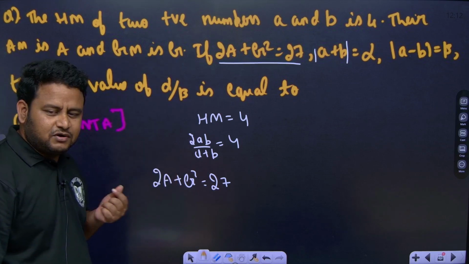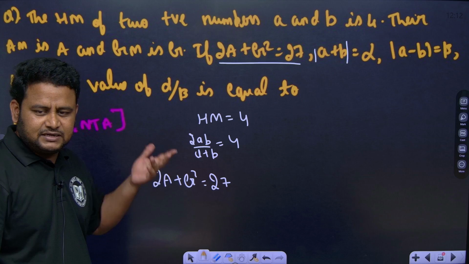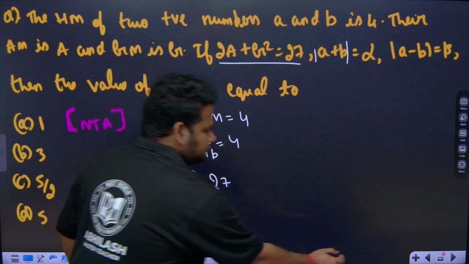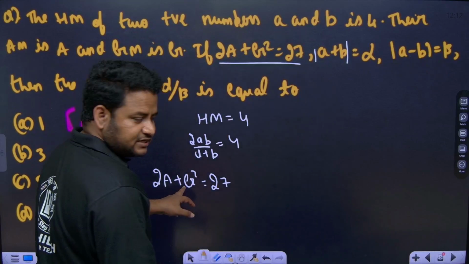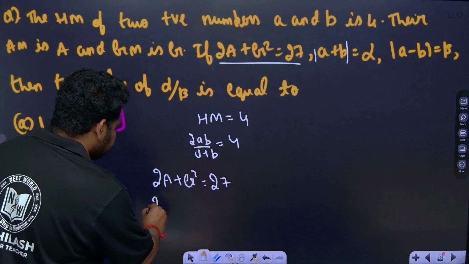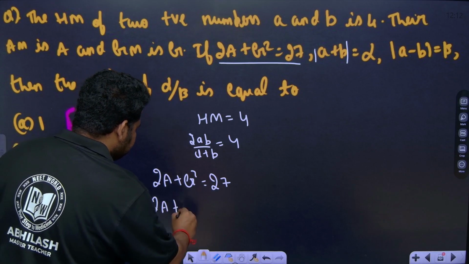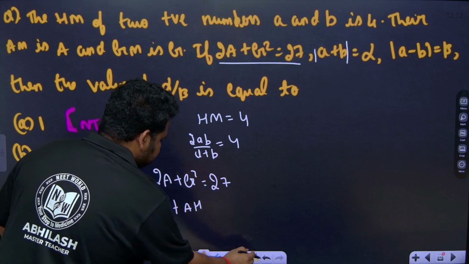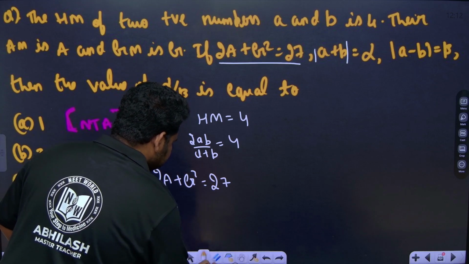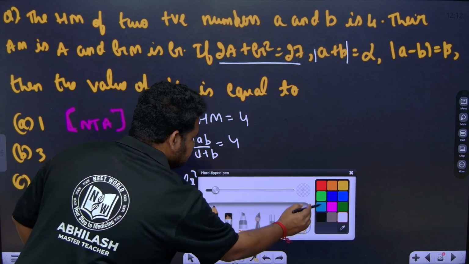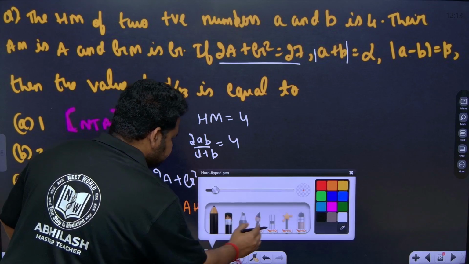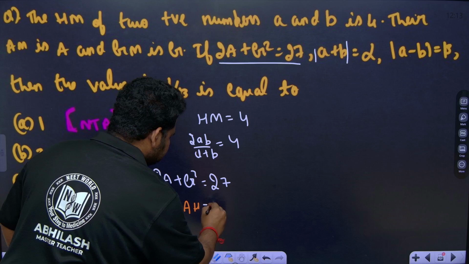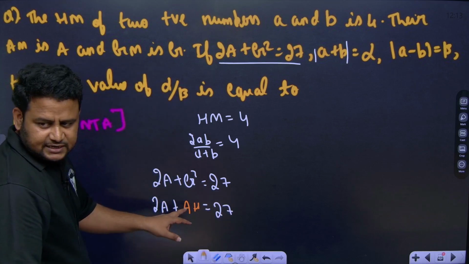G square is nothing but what we learnt? G square is nothing but equal to AH. See here, G square is equal to AH. So I can put the value of AH here, correct? Yes. So 2A plus G square, I can write G square as AH.